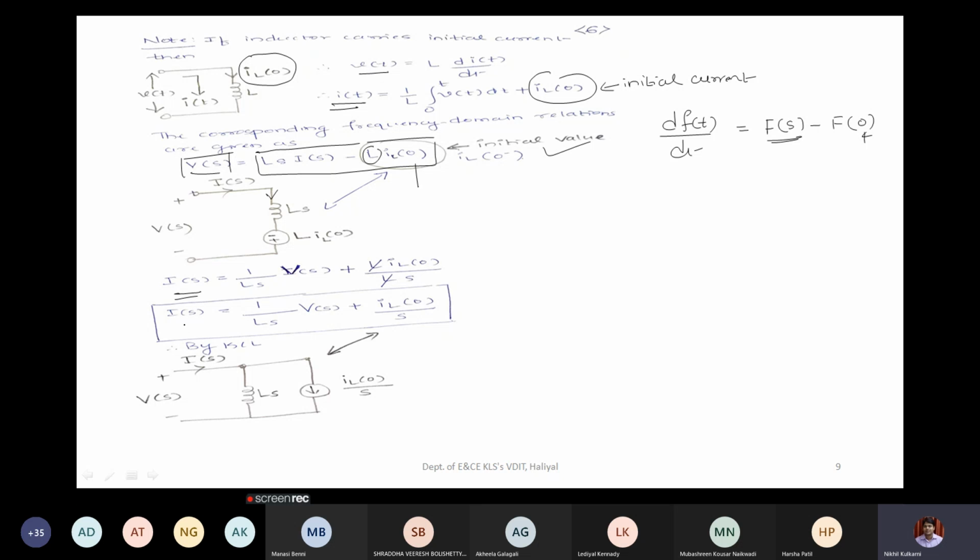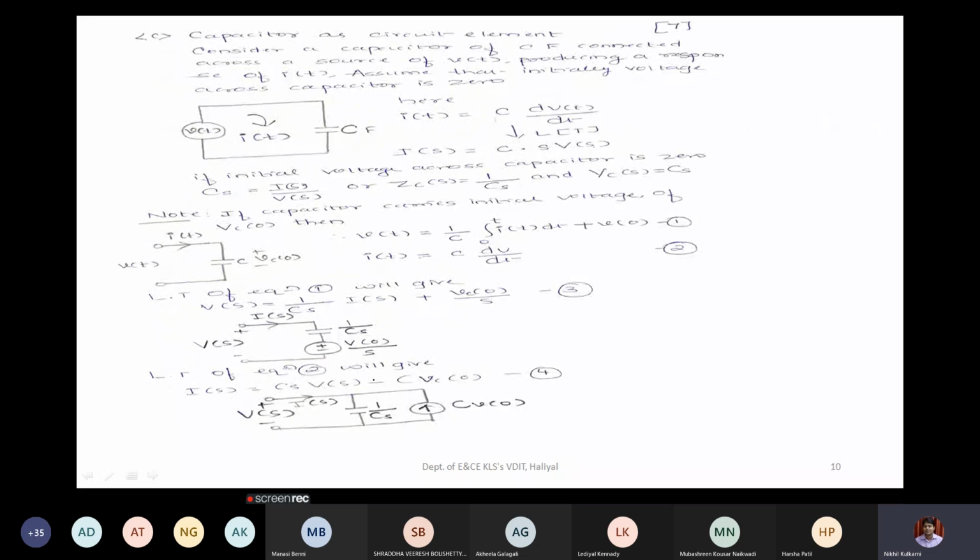So now you can view it like a KCL equation, current definition, right? So I of S is equal to, there are two outgoing currents, I of S. So here the node voltage is Vs divided by Ls, and one outgoing current is IL of 0 divided by S. Okay. Is it clear to everyone? Following or no? Yes, sir.